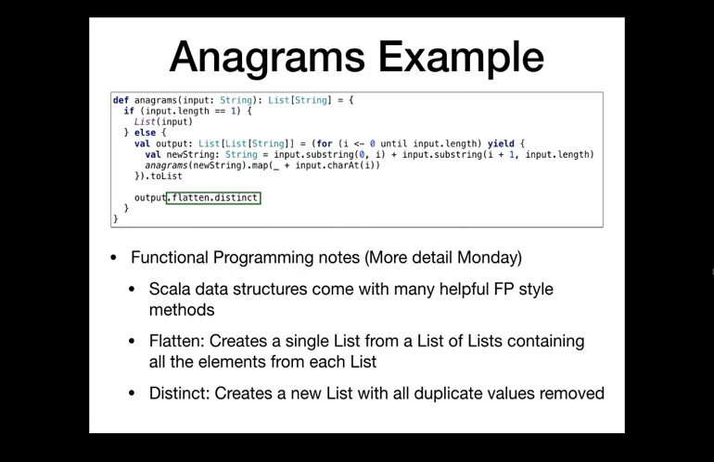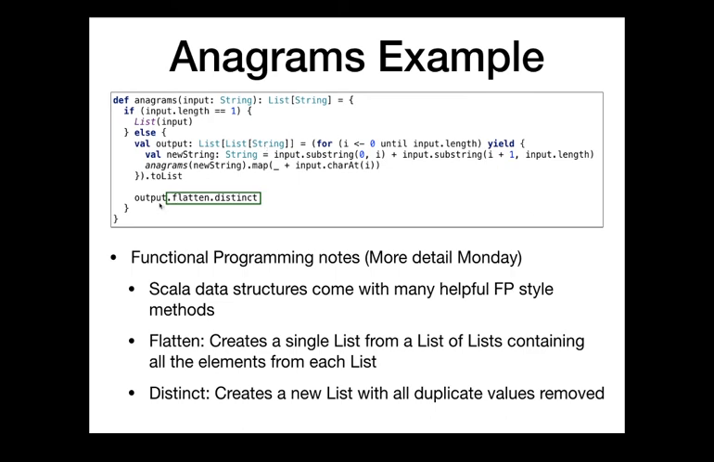And finally, these methods down here. Scala data structures have a lot of these functional style methods that just make our lives a bit easier. So before, this took a few lines of code to remove the duplicate values. And it could take quite a bit of code to take this list of strings and convert it to one list with all of the values from all of the lists.